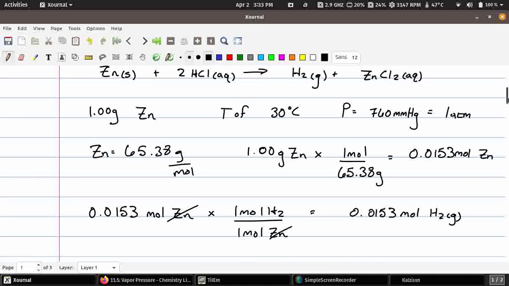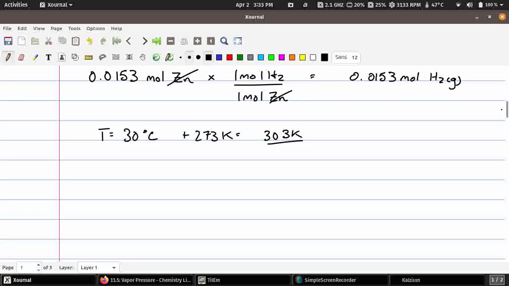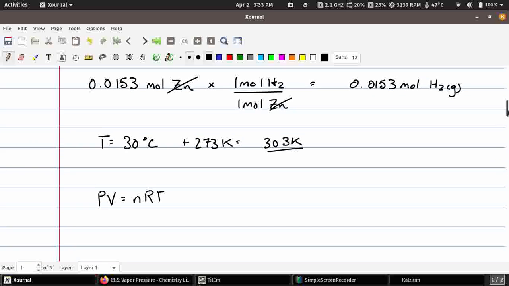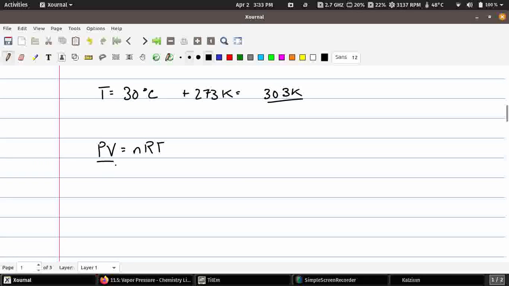Now we have to convert the temperature. The temperature equals 30 degrees Celsius. You add 273, so you're at 303 kelvins. So here's our temperature, and our pressure is 1 atmosphere. So PV equals nRT. We have the moles, the temperature, and the pressure, and we're trying to figure out the volume. So we divide by P.